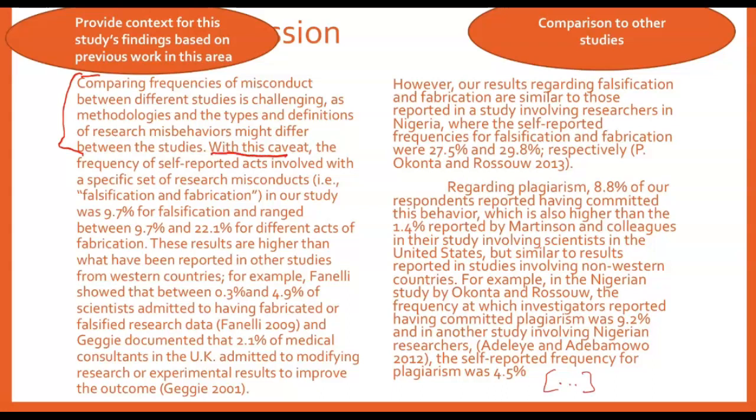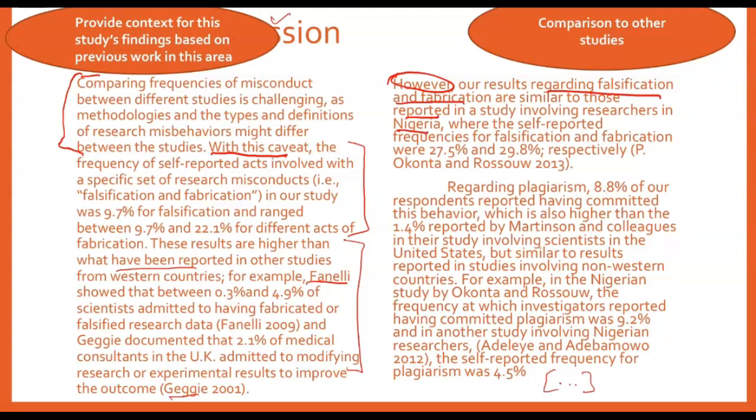With this caveat, the frequency of self-reported acts involved. And what happens then is, they're presenting another finding of their study and then contextualizing it again. They provide this context for the study's finding based on previous work in this area. The study by Fanelli is frequently referenced here, it's a systematic review. There's another study that's referenced. And what is really nice, and I want to point this out, is it's saying its results are higher than what have been reported in other studies, for example, and so on. However, our results regarding falsification and fabrication are similar to those reported in a study involving Nigeria.